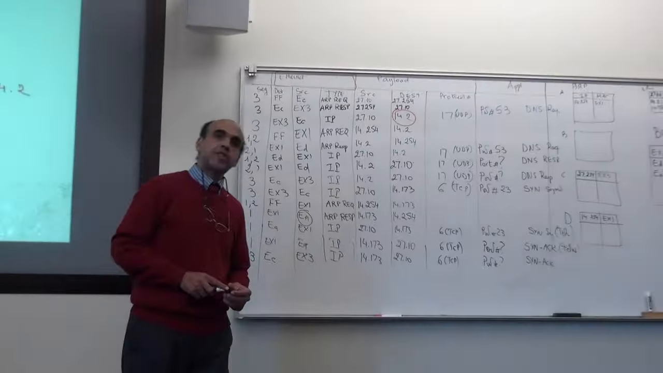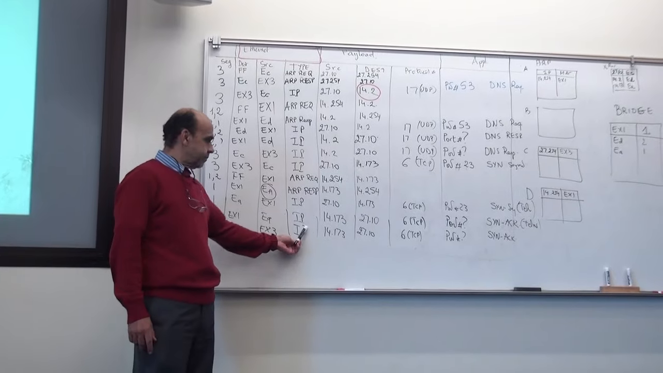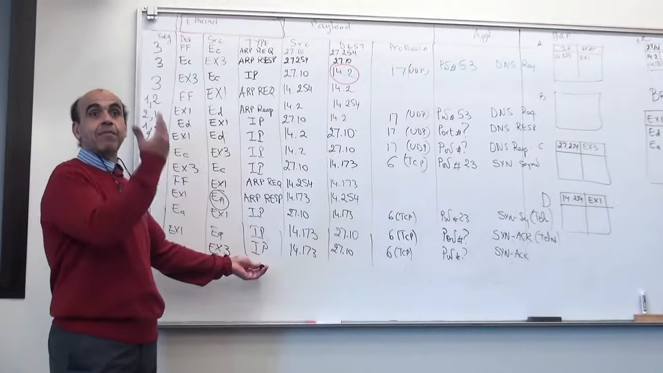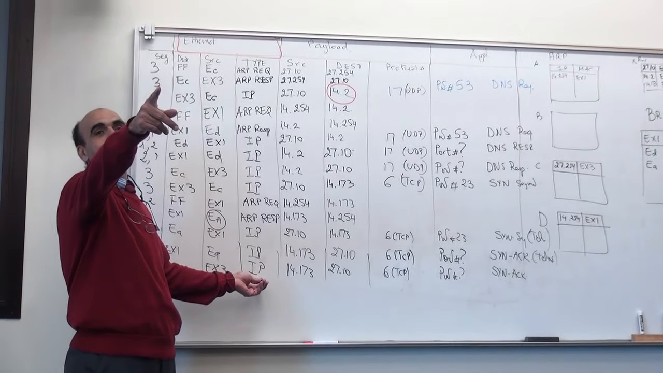Host C will pick that frame. It will say, for who is it? Oh, it's type IP, push it to IP. IP dance. What will the IP do?